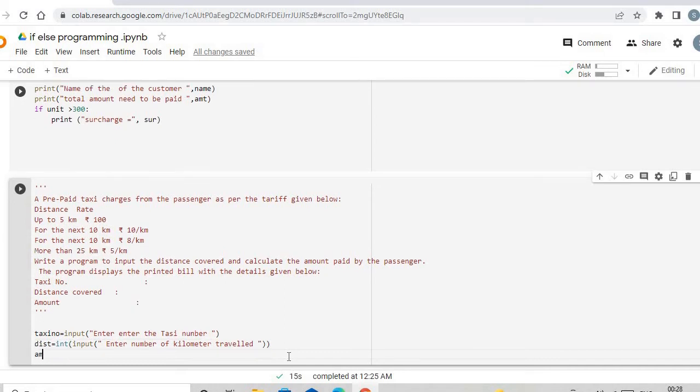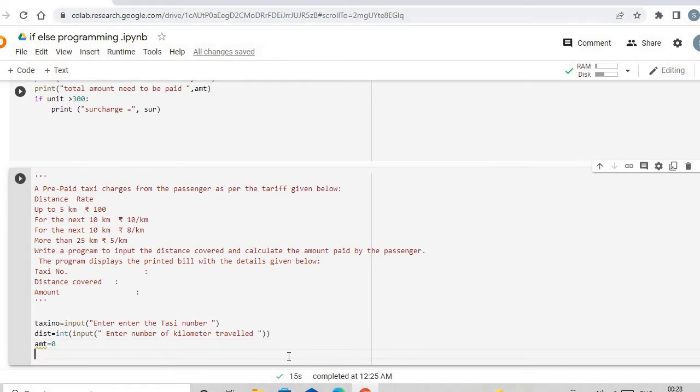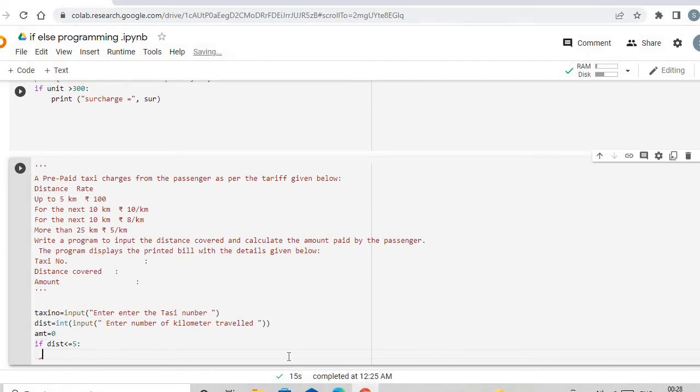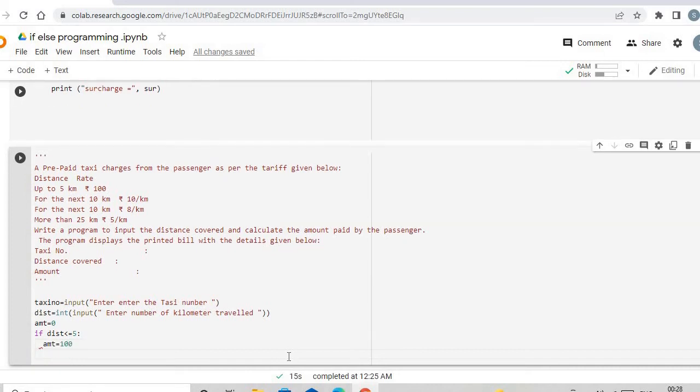Next thing we have to do is calculate the amount. So amount equal to 0. If dist less than or equal to 5, I have to give the condition up to 5 kilometers. The first condition is up to 5. So if I go up to 5 kilometers, I have to pay amount equal to 100. For the first 5 kilometers, I have to pay 100 rupees.